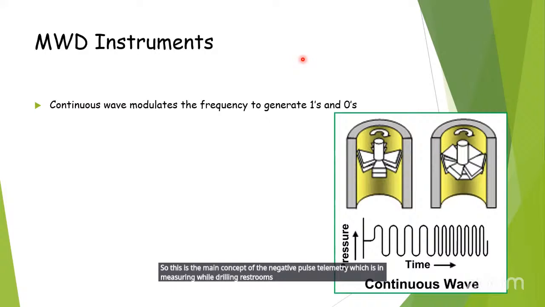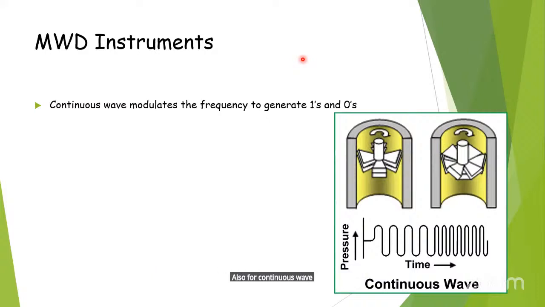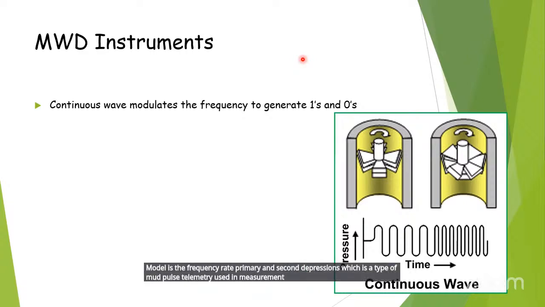Also for continuous wave, modulates the frequency to generate primary and secondary pressures, which is a type of mud pulse telemetry used in measurement while drilling that transmits downhole data by using a modulated pressure wave rather than discrete pulses.